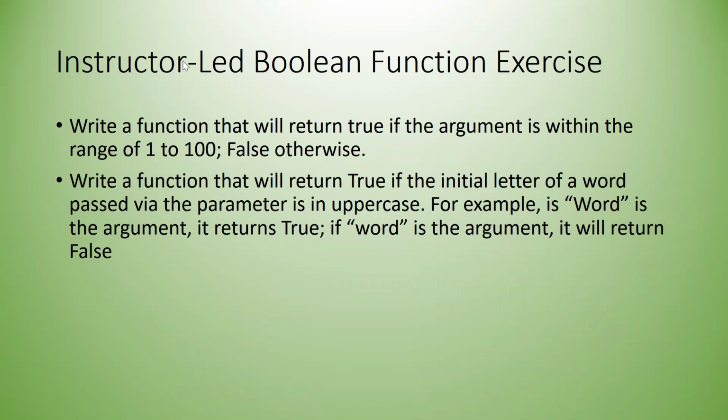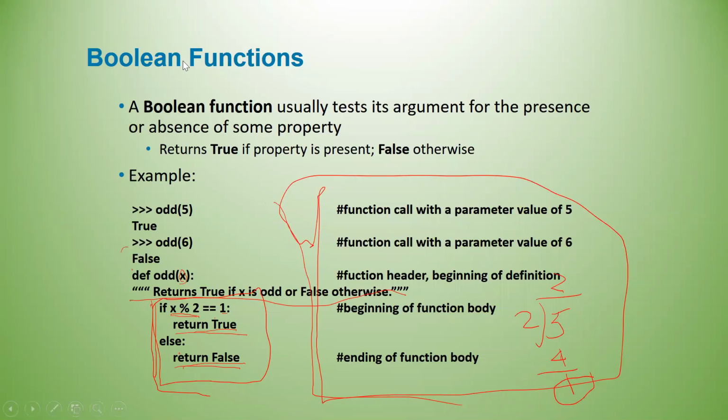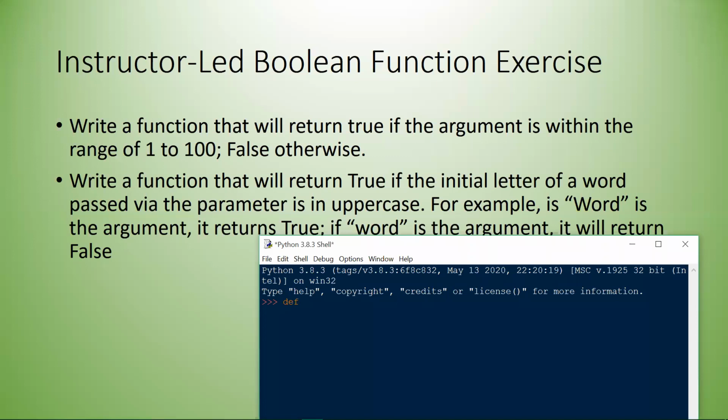Look at that function again and tell me how you would define it. I will just call it within 100, right? It says write a function that will return true if the argument is within the range of 1 to 100. That means I give you a number and you tell me if it is within the 1 to 100 or not, right? That is the function purpose.